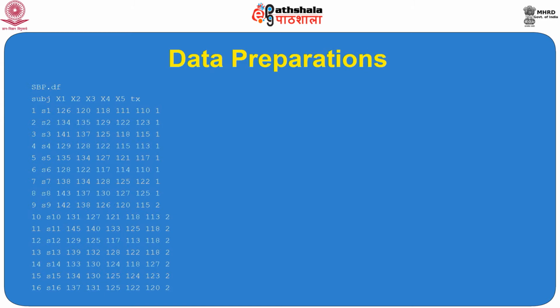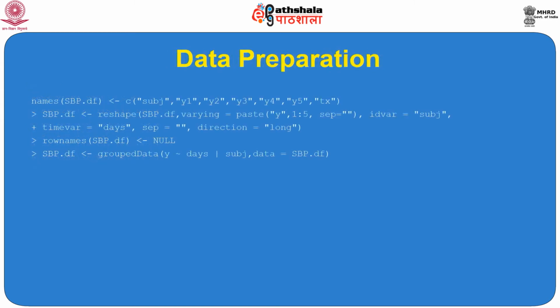Now some others work also. Now the names of SBP.df are assigned as X1 to X5, and subject, and y1, y2 up to y5. And sbp.bf is again assigned as a reshape of this variable as y of 1 to 5 and 6, and the time variable is assigned as days, unit in days, and these are separated with a comma, and the direction is long format is used to put the variable.